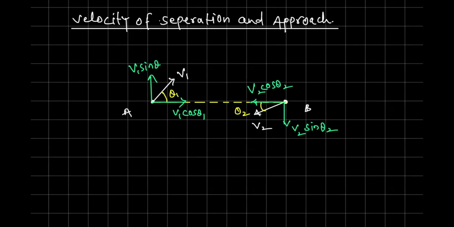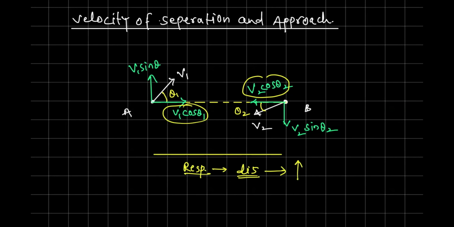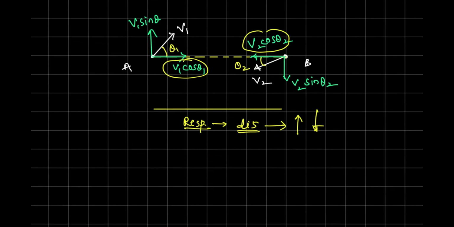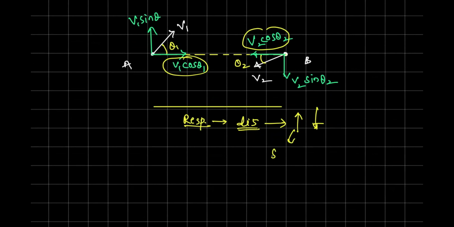If you see here, what will happen? This component is along the line joining them. So they are mainly responsible for either increasing the distance or decreasing the distance. If they are increasing the distance, then it is a separation, and if the distance between them is decreasing, then it is going to be your approach.